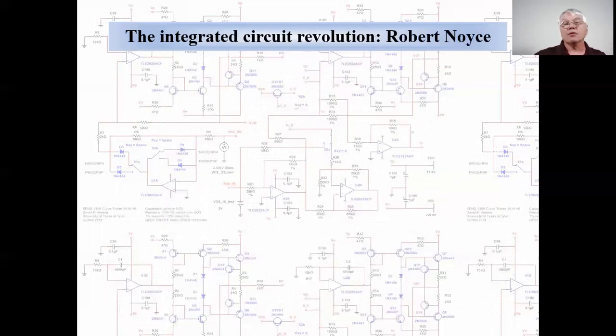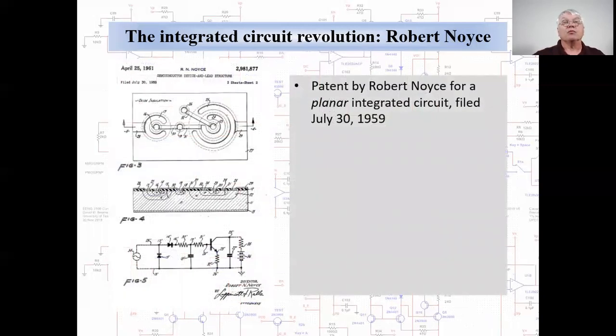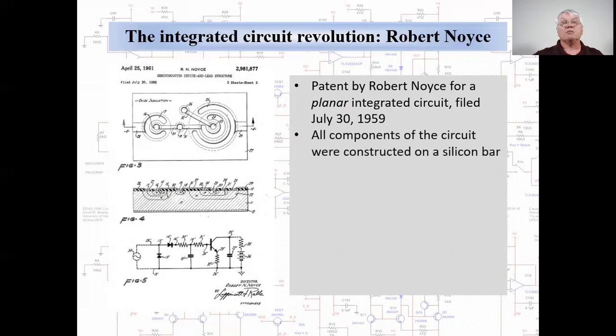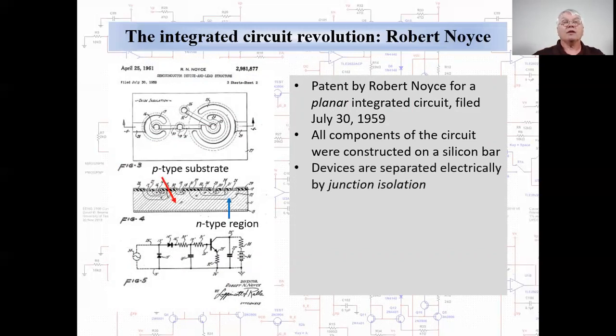At the same time, Robert Noyce at Fairchild was pursuing similar ideas. This image is from Noyce's patent application for what's called a planar IC, where everything was built on a plane, a flat surface on a bar of silicon. All of the circuit elements were isolated through what's called junction isolation. Notice the substrate here is P-type material, but all circuit elements in contact with that are N-type regions. This junction isolates circuit elements from the substrate and each other by taking advantage of the rectifying properties of P-N junctions.